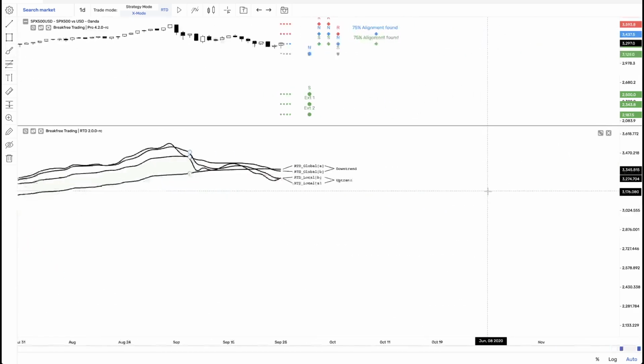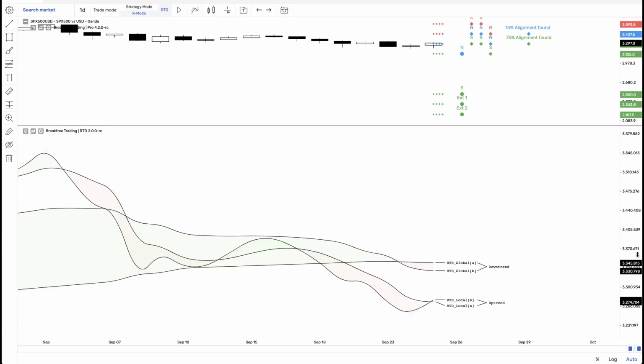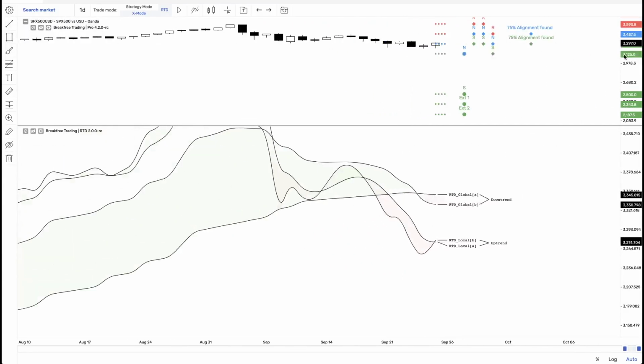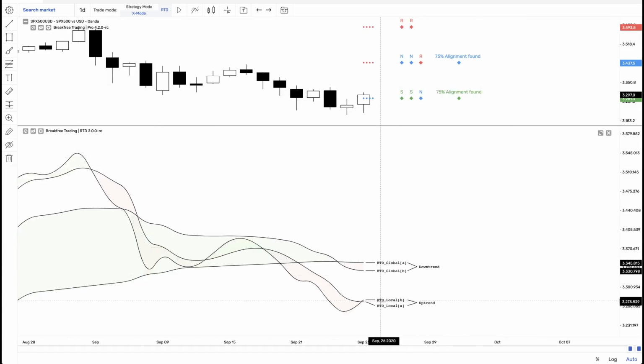Let's look at this one more time, right? So what you have in front of you looks like this. And right now you can see that the local trend is trading below the global trend. That's bad. That is bad in all ways. The global trend is also trending into a bearish trend now. That is bad as well.